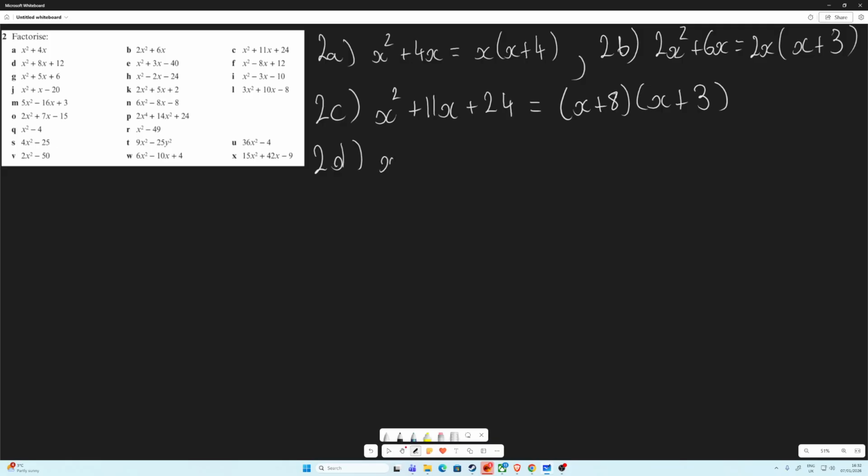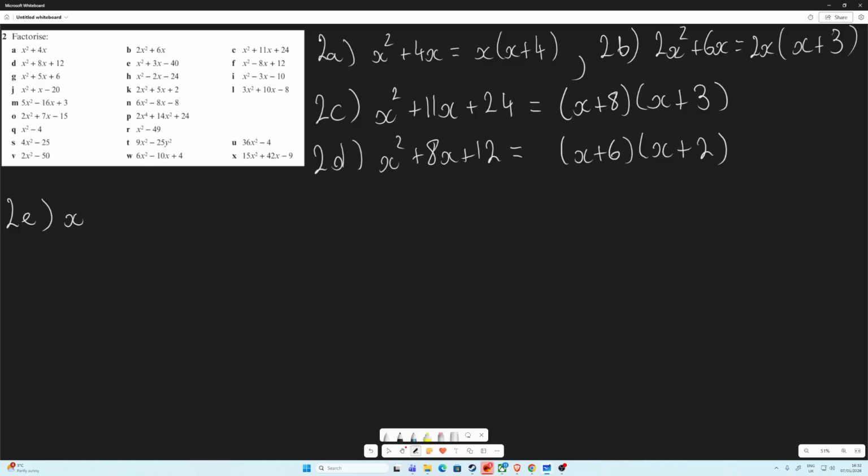Okay, question 2d. X squared plus 8x plus 12. Two numbers that multiply to 12 and add up to 8 will be 6 and 2. So that will be x plus 6 and x plus 2.